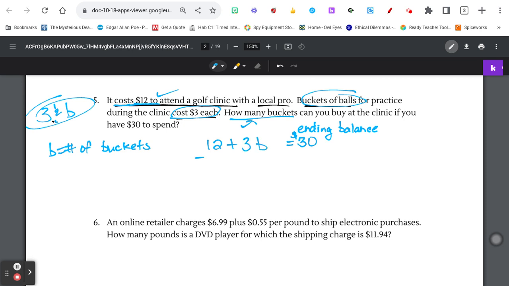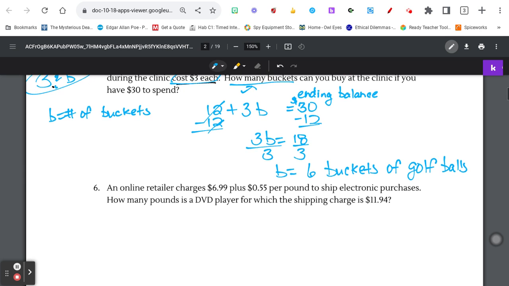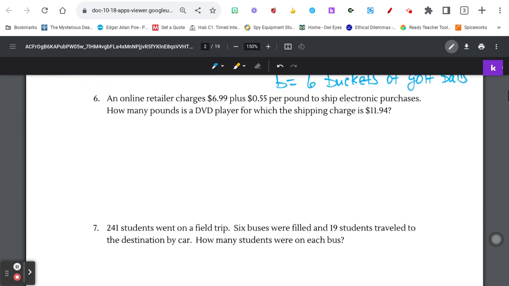So now all I want to do is subtract 12 from both sides. So 3B equals 18, divide both sides by 3, and B is equal to 6. Well, 6 what? Well, he went in and said, well, give me 6 buckets of golf balls so that you can teach me to golf. And that's what he purchased for $30. Okay, let's take a look at 6.